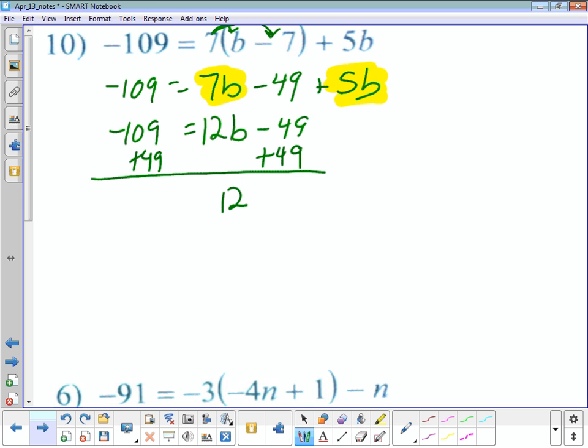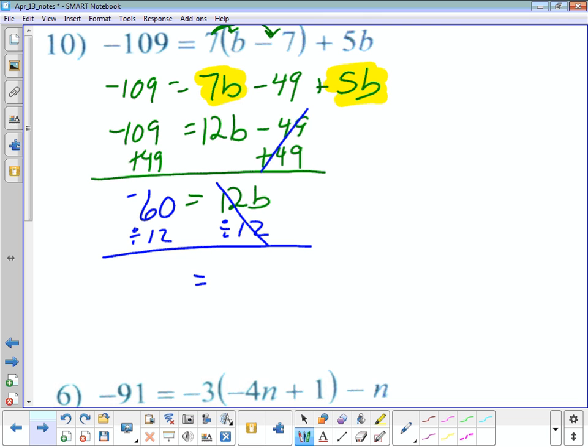Okay, so that gets me a 12b on the right, because I have a minus and a plus on the 49, so they're going to cancel out. Now I've got a negative 109 plus 49. Opposite signs, I'm going to go ahead and subtract the numbers. 109 minus 49 is 60, and then I got to keep the sign of the higher number, so it's a negative. So now I have 12b equals a negative 60. I want to get the b by itself, so I got to get rid of the 12. To get rid of the 12, since it's multiplication, I need to divide. So I'm going to divide both sides by 12. So now, on the right, the 12s cancel off because of division, and I have just a b sitting there, and a negative 60 divided by 12 is a negative 5.